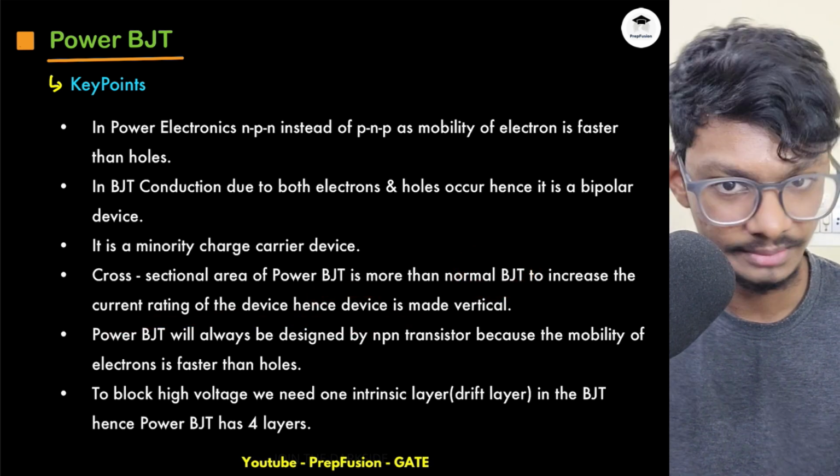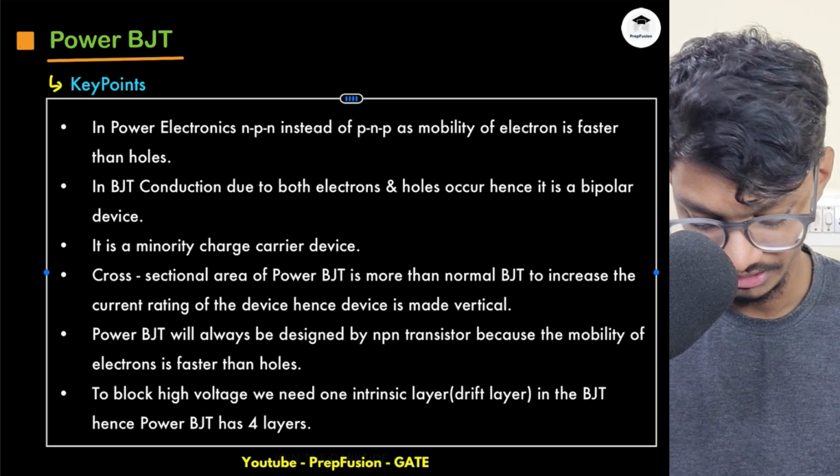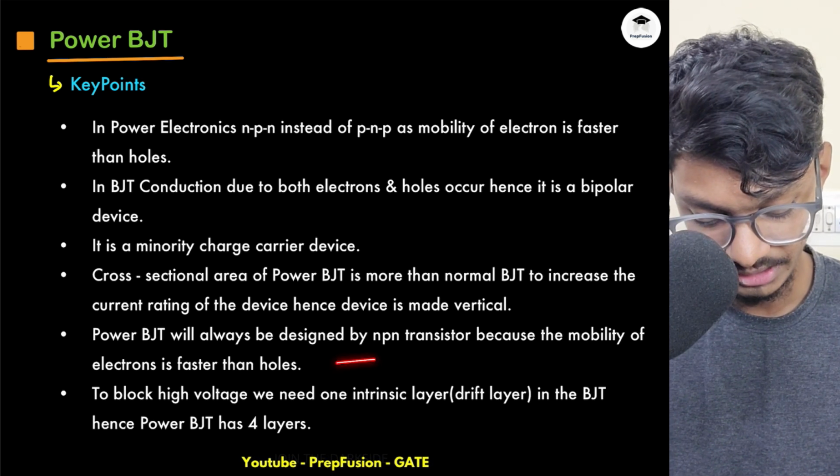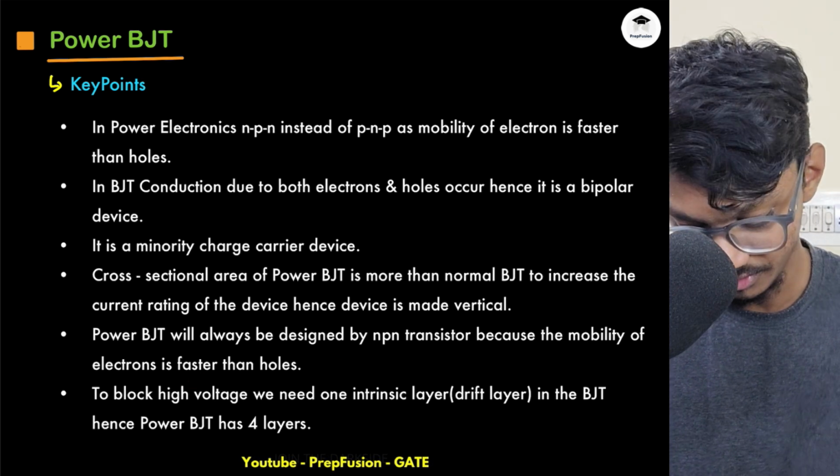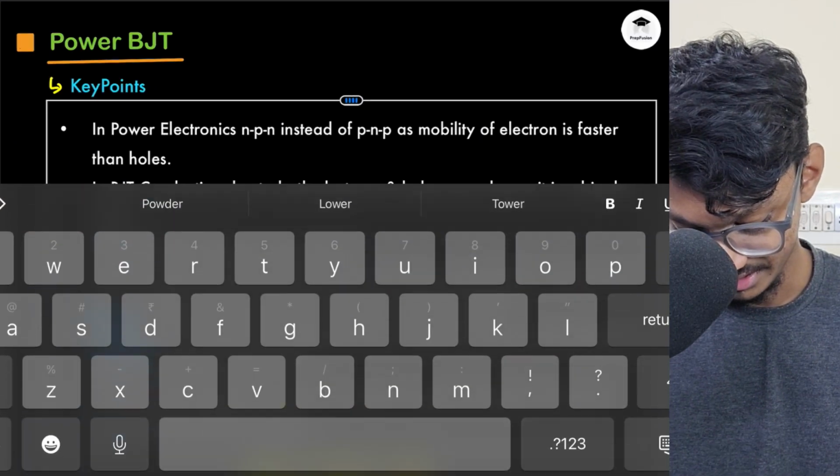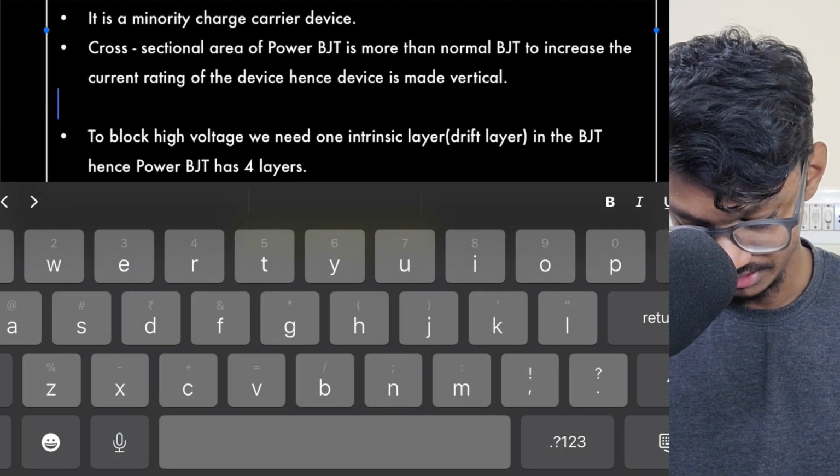Hence the device is made vertical. This is a theoretical point, I hope you understand. Power BJT will always be designed as NPN because the mobility of electrons is faster than holes.